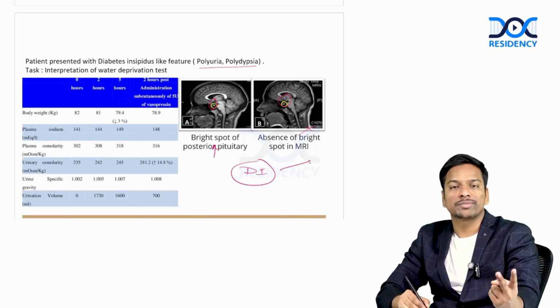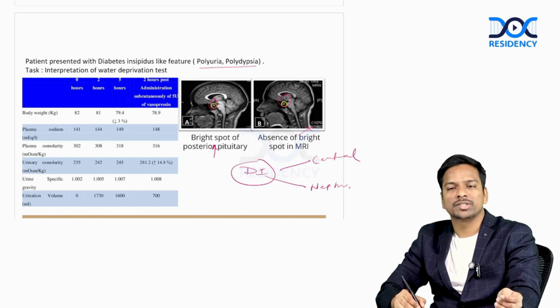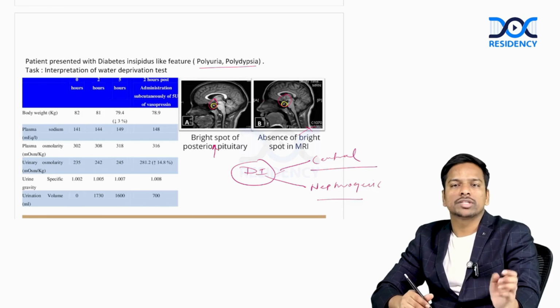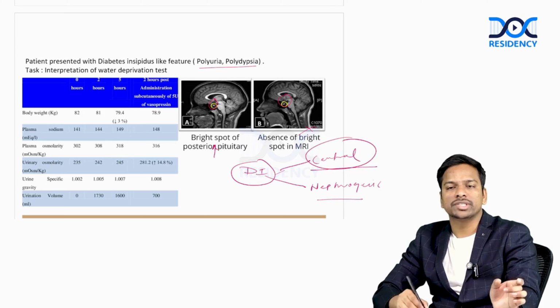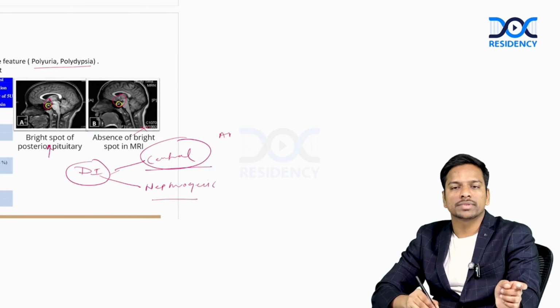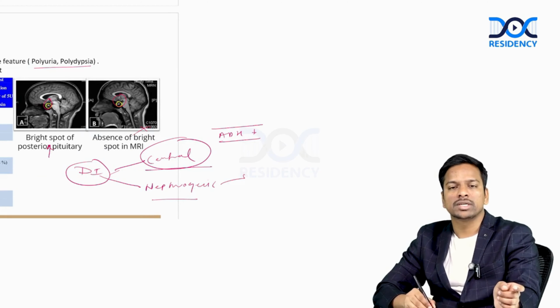So we have two types of diabetes insipidus: central, where the pituitary is affected, and second is nephrogenic. Even gestational diabetes insipidus is there. Okay, central and nephrogenic. So central is associated with ADH deficiency. ADH is one more hormone, that is vasopressin, that is produced by your pituitary. So in the posterior pituitary, ADH deficiency is there. Basically, it's produced by the hypothalamus, stored in the pituitary.